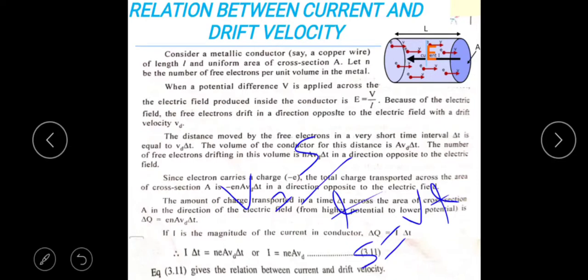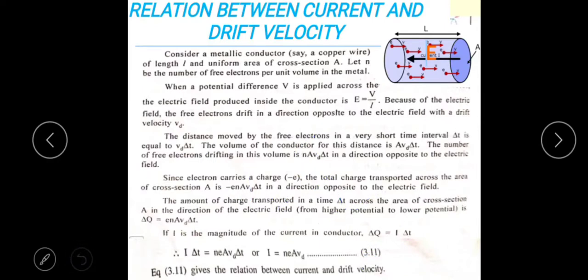As per this, the distance covered by the free electrons due to drift velocity is velocity into time. The velocity is the drift velocity, and the time taken is a very short interval of time, delta t. We considered a delta t. Hence the distance covered by the free electrons in a very short interval of time delta t is equal to Vd into delta t.